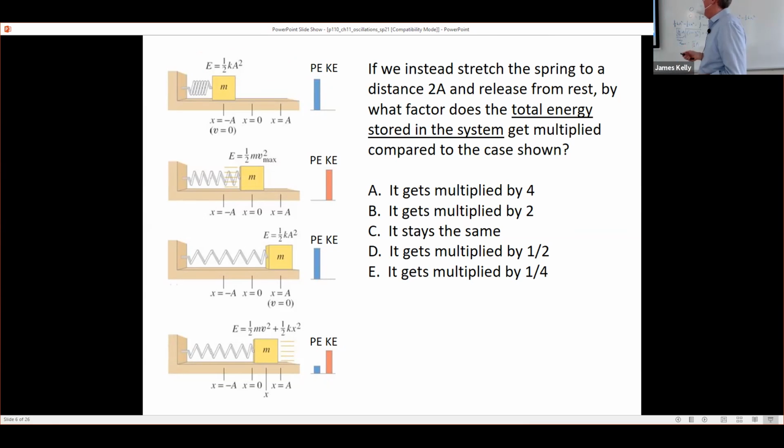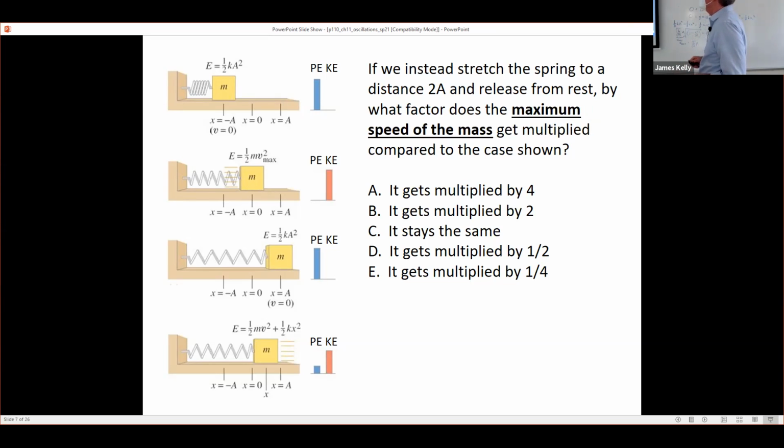So stretch it double, you don't just double the energy, you quadruple the energy. And that's because of that square in the formula. You double the stretching distance, you quadruple the amount of energy stored in there. And that's because the spring doesn't pull very hard when you stretch it a little bit, but then it starts pulling really hard. So if you stretch it the same distance, you put a lot more energy into it because the force is getting stronger. Any more questions about that one? We're just kind of reasoning about the formula here.